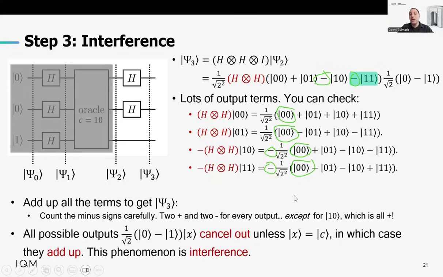And nowhere in here did we actually have to know the oracle. We just had to apply the oracle. We just saw how it worked. We just assumed we knew the oracle so we could see how all of these minus signs come out. So this is what makes it a really quantum algorithm.